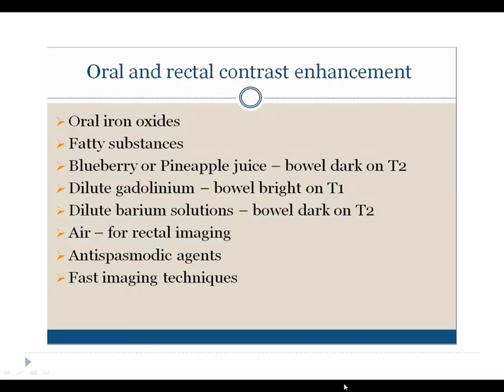Air can be used to distend the rectum and demonstrate the prostate in males and the uterus in females more effectively. Antispasmodic agents can be used in the gastrointestinal MRI studies to decrease peristalsis in the bowel, and ultrafast imaging techniques can also help decrease bowel motion artifacts.